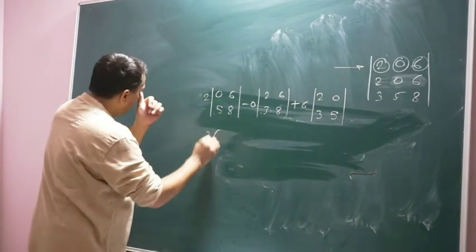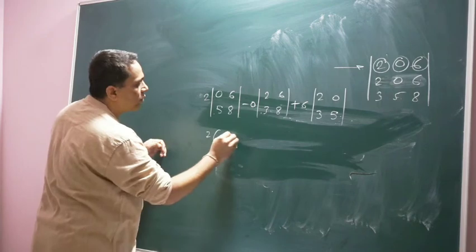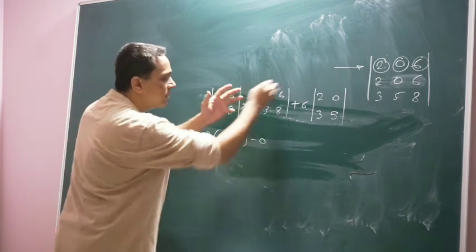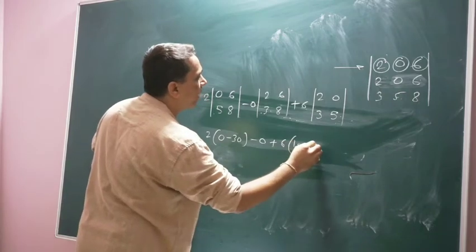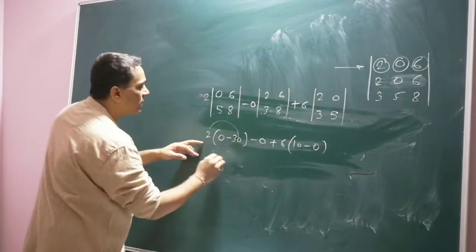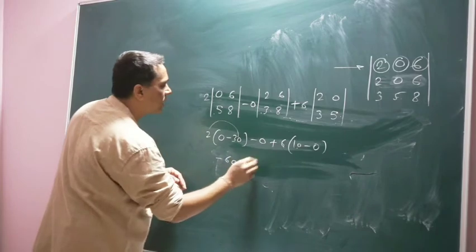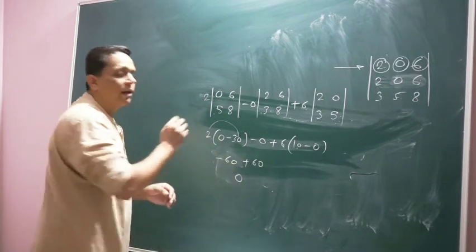Let's find the value. 2 into 0 into 8 is 0 minus 5 6s are 30, minus this is going to be 0, plus 6 into 5 2s are 10 minus 3 zeros are 0. So this is minus 60 and this is 10 6s are plus 60. So the value is 0.